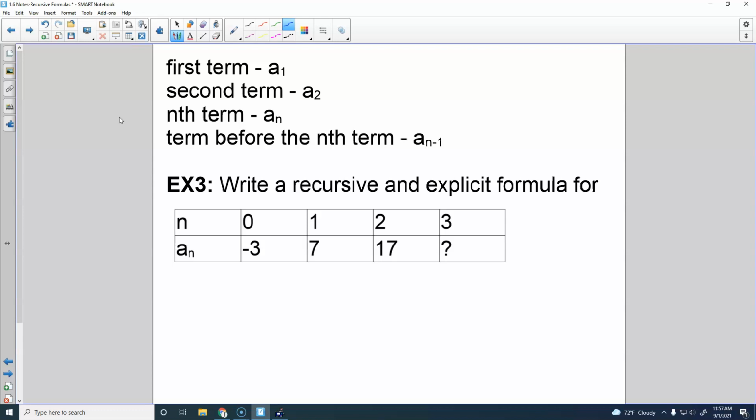One thing that you're going to be asked to do is write a recursive and explicit formula for tables that you are given. Again, the first term is a sub 1, the second term a sub 2, the nth term a sub n. The term before the nth term is a sub n minus 1. So if I look at this table and want to write a recursive formula, I'm going to do that first. I'm only looking at my a sub n's and thinking, what has to happen for me to go from one number to the next? What am I doing? Just adding 10 each time.